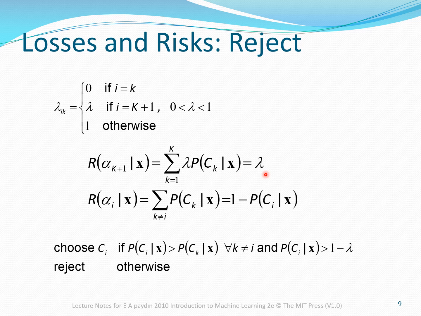And the risk of choosing class Ci is R of alpha_i given x equals the sum over k not equal to i of P of C_k given x, equals 1 minus P of C_i given x. So choose Ci if P of C_i given x is greater than P of C_k given x for all k not equal to i, and P of C_i given x is greater than 1 minus lambda, and reject otherwise.